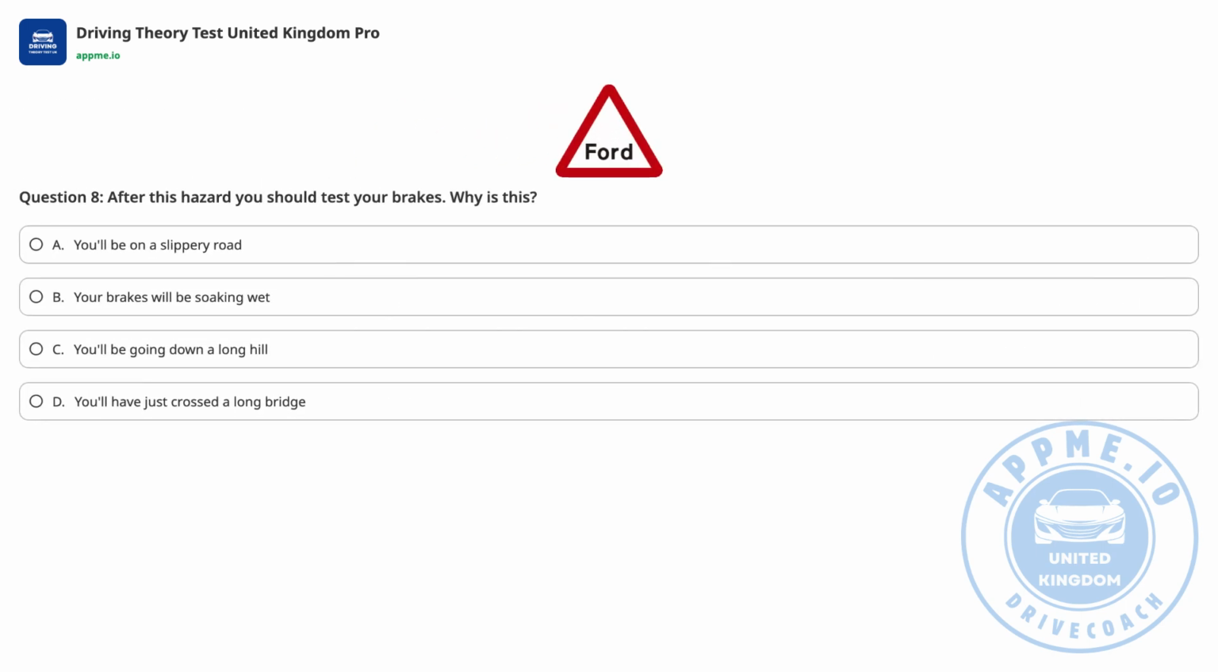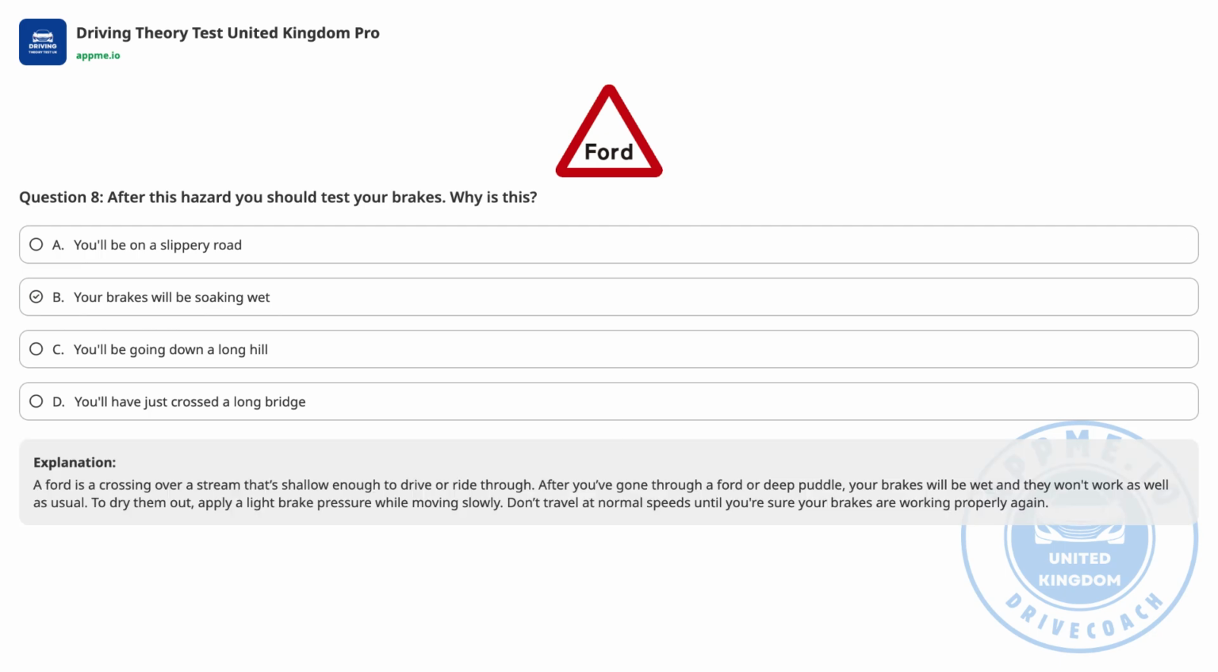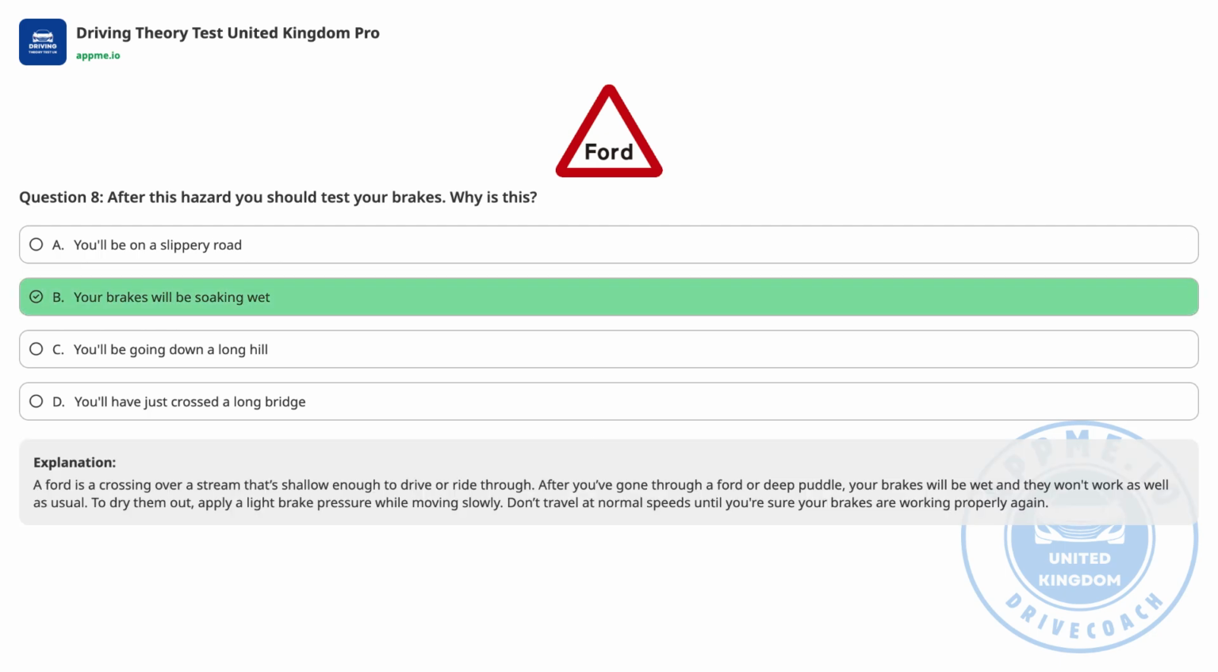Question 8. After this hazard, you should test your brakes. Why is this? A. You'll be on a slippery road. B. Your brakes will be soaking wet. C. You'll be going down a long hill. D. You'll have just crossed a long bridge. The correct answer is B.